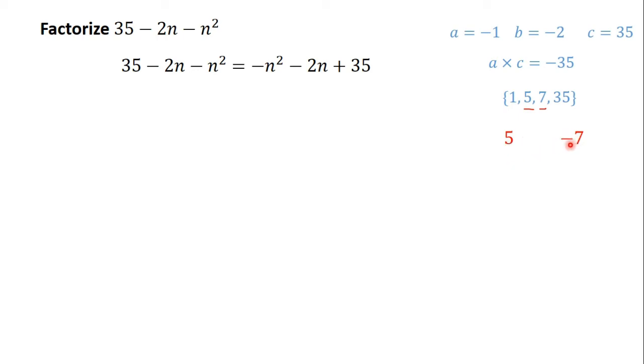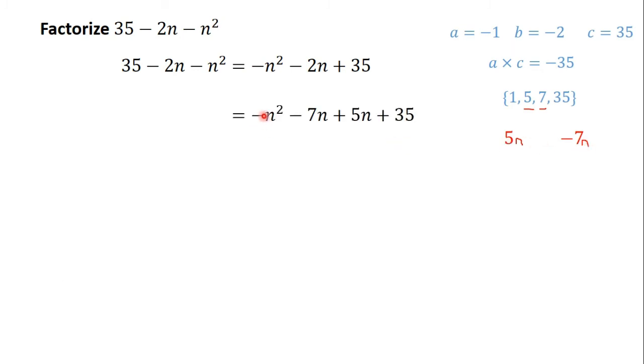After we have these two numbers, we are going to replace b. b is minus 2. So we are going to replace minus 2 with 5 and minus 7. So minus 2n, we will replace it with 5n and minus 7n.